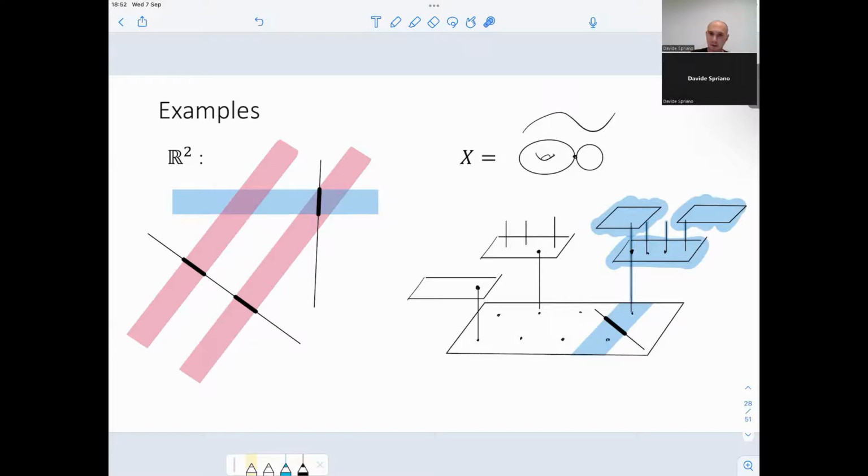So let's now consider X to be the space obtained as the universal cover of a torus wedge a circle, and the torus is really a flat torus. Sorry, there was an interruption.